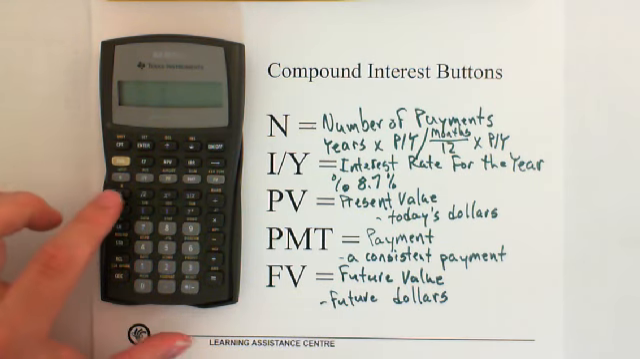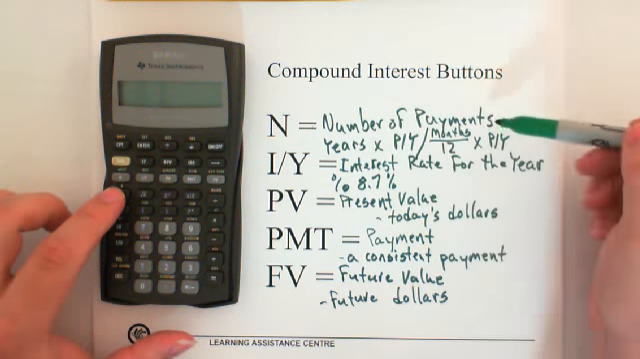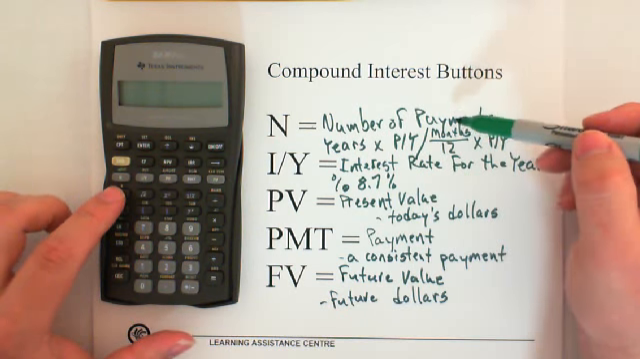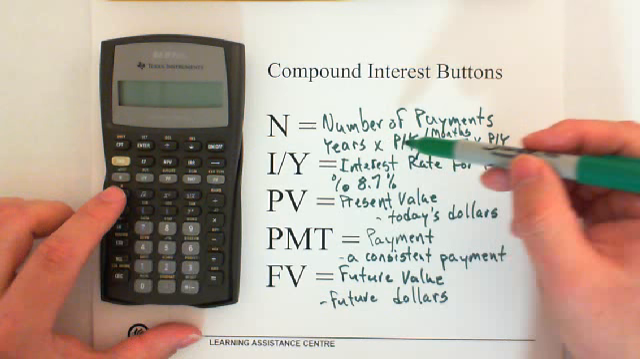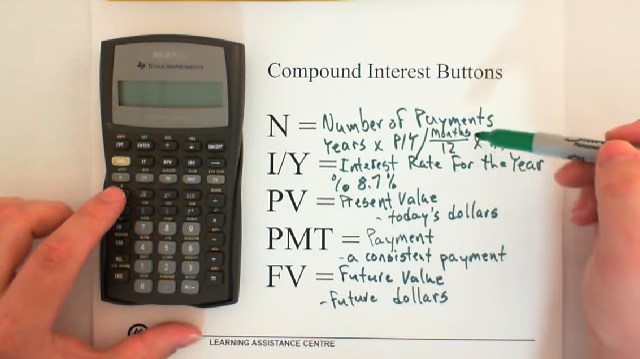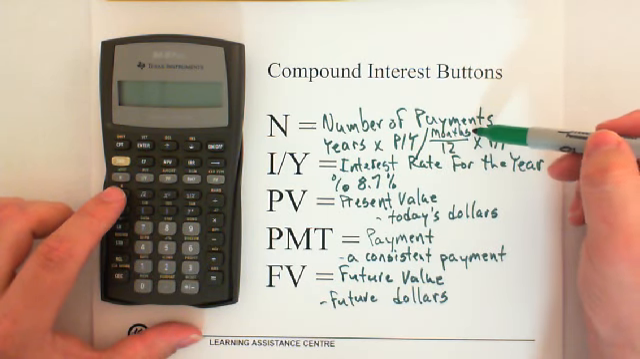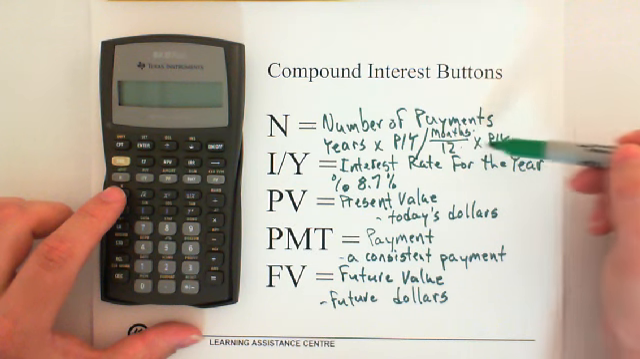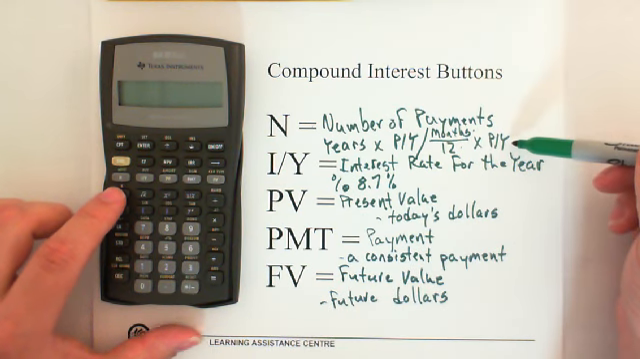So the first one we have is N, and that stands for the number of payments. To calculate N, you're going to multiply years times the PY. If you're given months instead, then make sure to divide months by 12 before multiplying it by the PY.